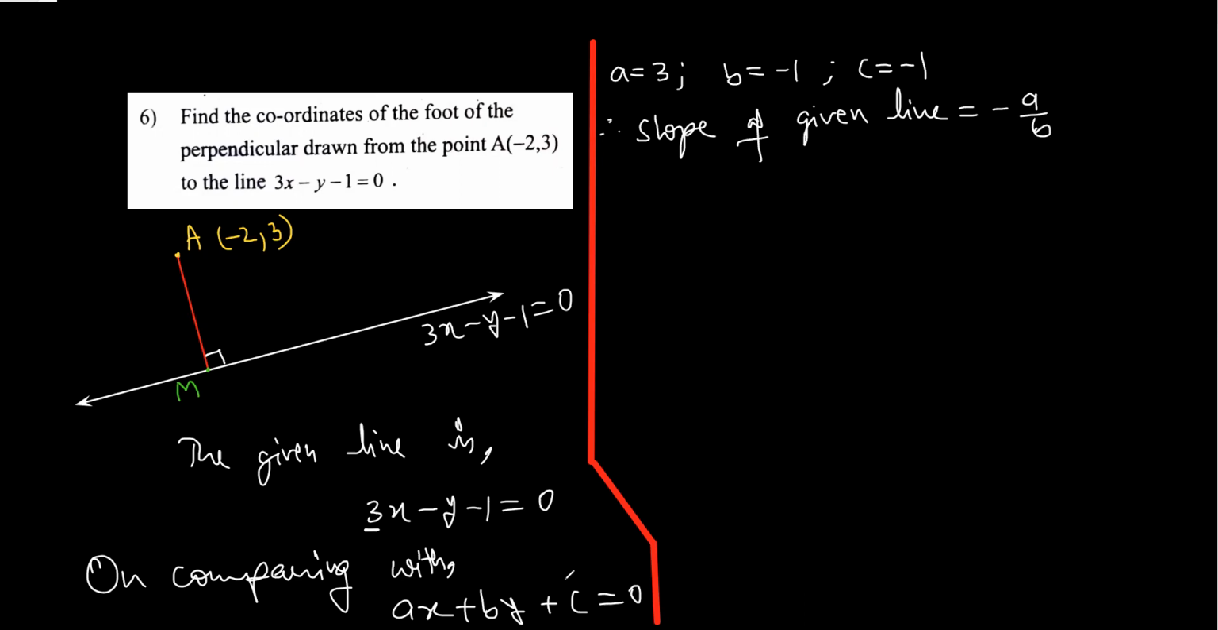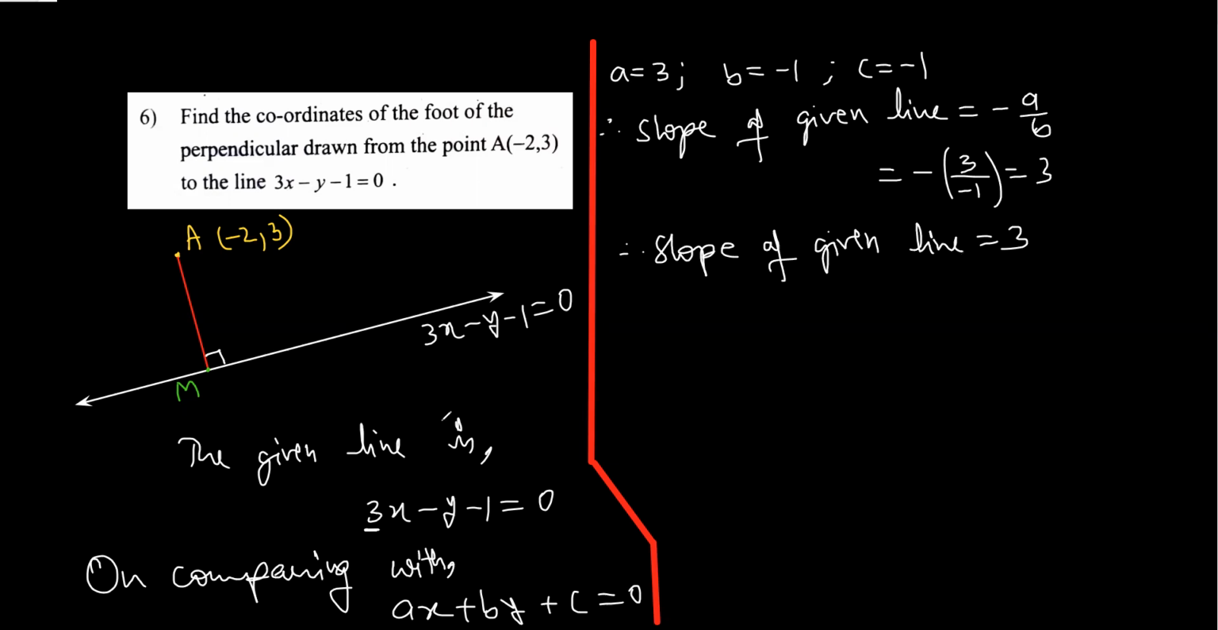We know that if the line is in general form, then slope is minus A upon B. So I write equal to minus of A, which is 3, upon B, which is minus 1. So what do you get? You get minus minus plus, so you get 3. So what is the slope of the given line? The slope of the given line is 3. Therefore, slope of given line equals 3.